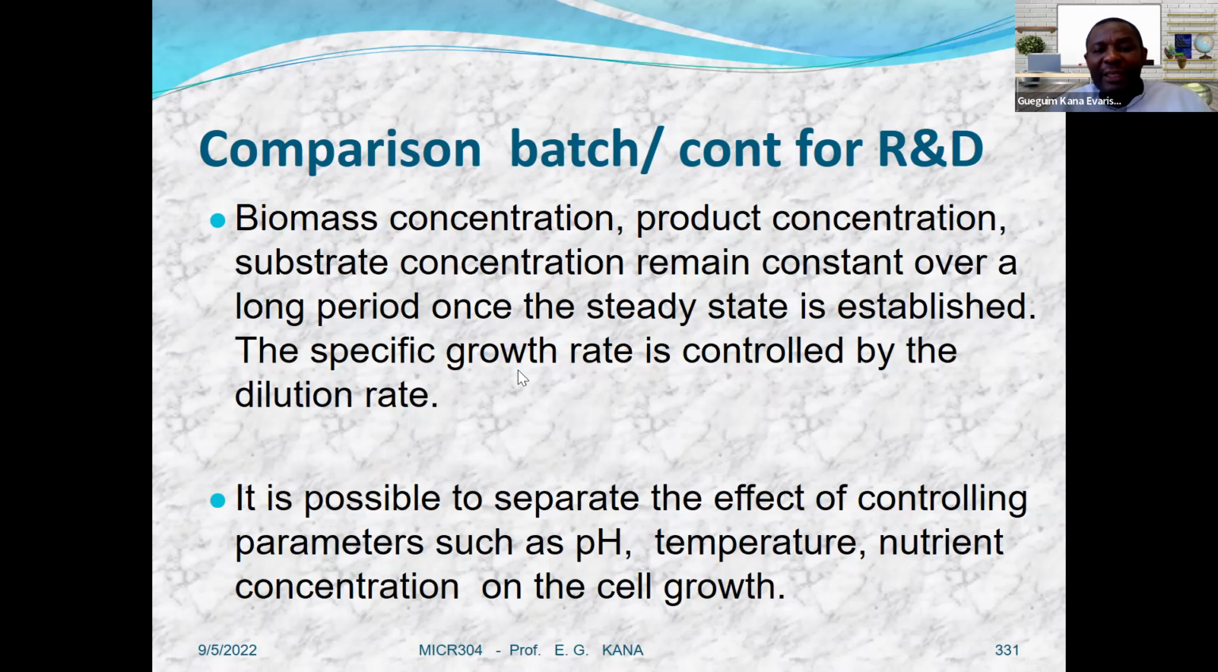Okay? That's why you said here in the next slide that the specific growth rate is controlled by dilution rate, and using the dilution rate, you will actually play around with it and see how it's impacting the cell directly in the continuous system.